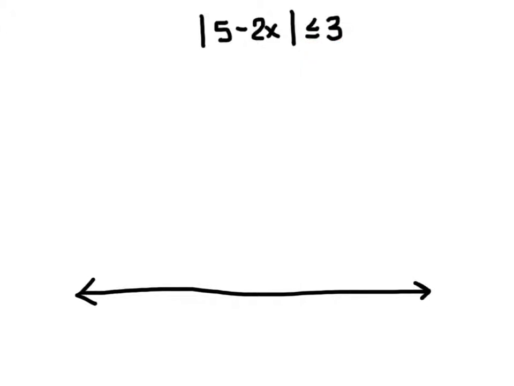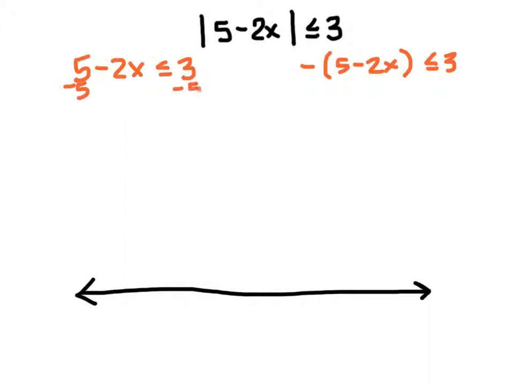I'm going to write it twice like we did before. I'm going to say 5 minus 2x is less than or equal to 3, or the opposite of 5 minus 2x is less than or equal to 3. I'm going to subtract 5 to get -2x is less than or equal to -2. I'm going to divide by -2, and when that happens, I flip. -2 divided by -2 is 1. So right in here, I divided by -2.